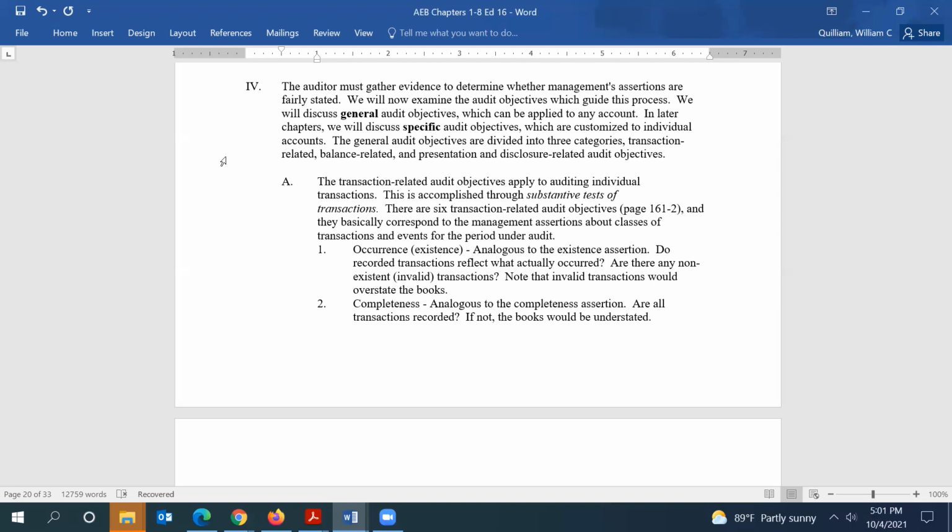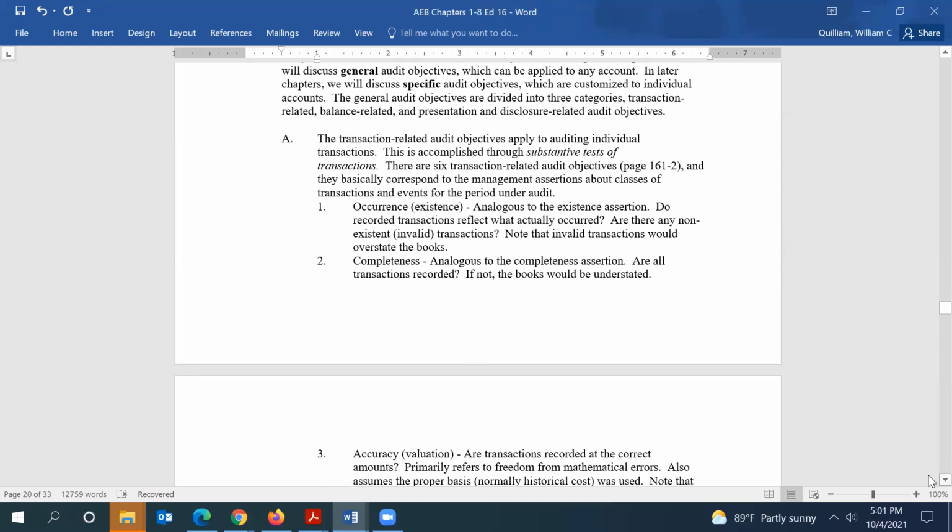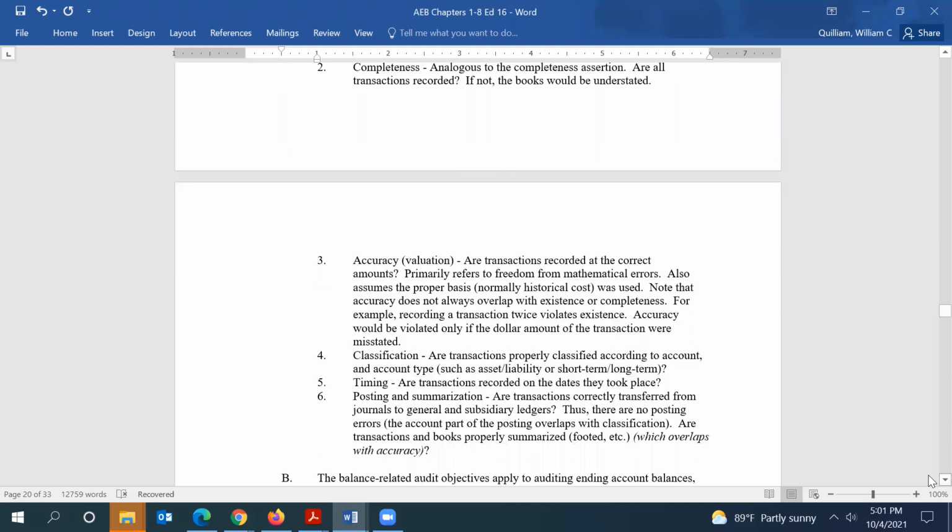Now, the next one, not surprisingly, completeness. So it's analogous to the completeness assertion. Are all transactions recorded? If not, the books would be understated. So again, completeness, always think no understatements.